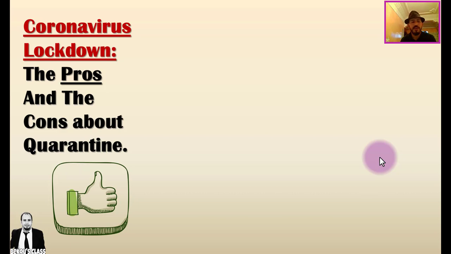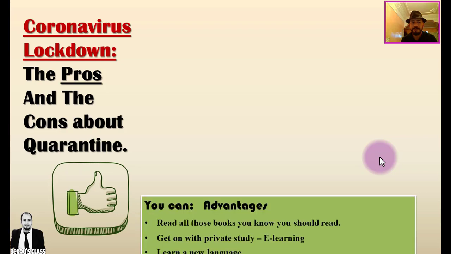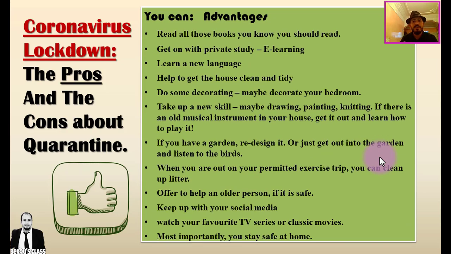And what do we mean by lockdown? Simply, it's quarantine or confinement. So these are some of the ideas I have put forward for you to help you write a paragraph about advantages. One of these advantages is that you can read all those books you know you should read. You get on with private study. That means e-learning, studying from home, and also you can learn a new language.